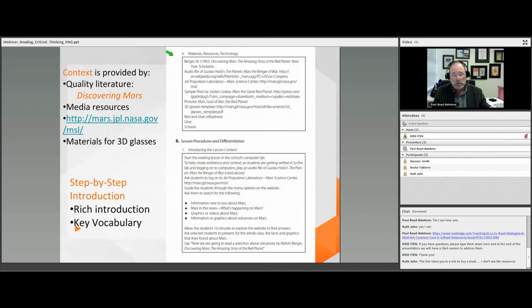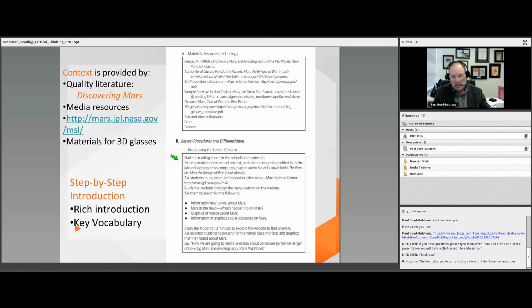Here's my materials and resources. And this is a fabulous resource here. Mars is from JPL, Jet Propulsion Laboratory, and NASA. And you'll notice some of the materials that I'm going to be using: red and blue cellophane and glue and scissors to make 3D glasses. Because at JPL, at Jet Propulsion Laboratories, they want you to look at some of the images there in 3 dimensions. Think about having kids read with 3D, how that's going to get them excited about reading.